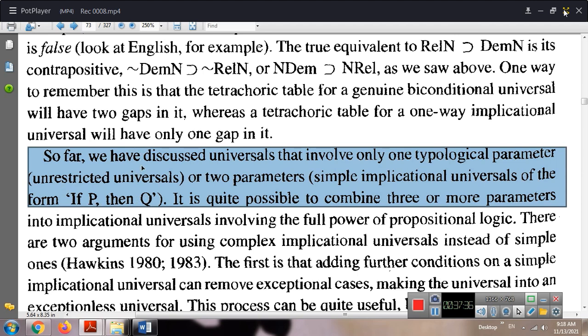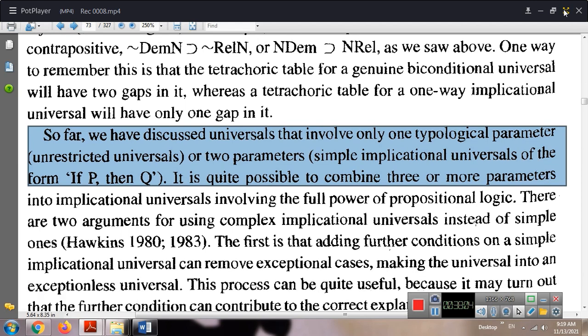Dear student, you should know that in an unrestricted universal we have just one parameter, but in an implicational universal we have two parameters, if P then Q. It is quite possible to combine three or more parameters into an implicational universal involving the full power of propositional logic. Okay, in the implicational universal maybe we have more than two parameters, three or more.